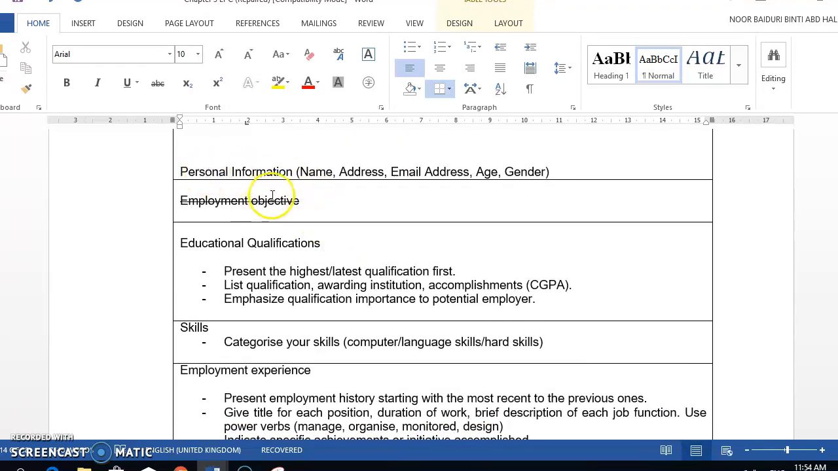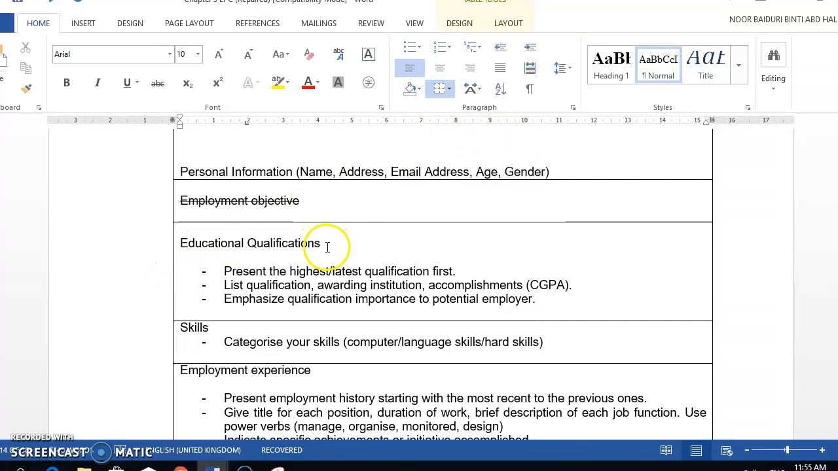Next is your personal information. Okay, make sure you indicate your full name, your permanent address, so that any correspondence, they will be able to reach you. Your email address, make sure it's a proper one, okay, not something like hirol@gempa.com. Okay, a proper one. And then you indicate your age and then your gender.